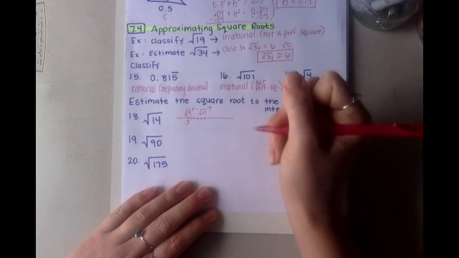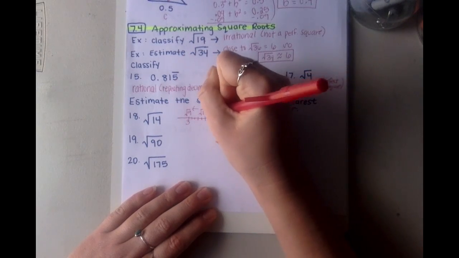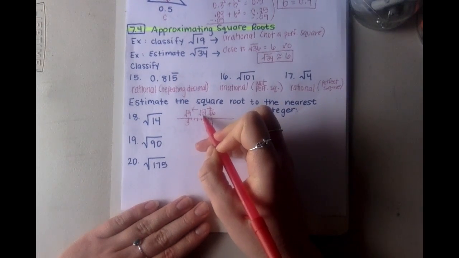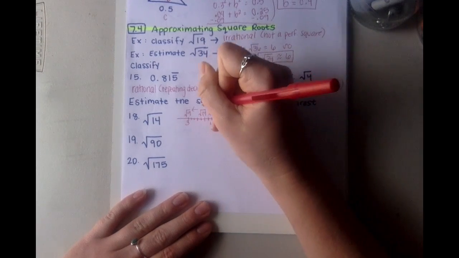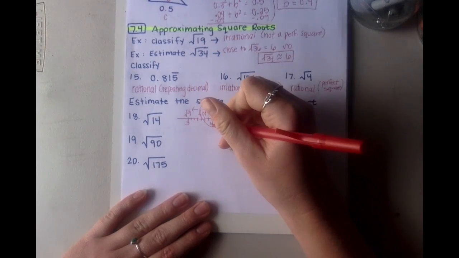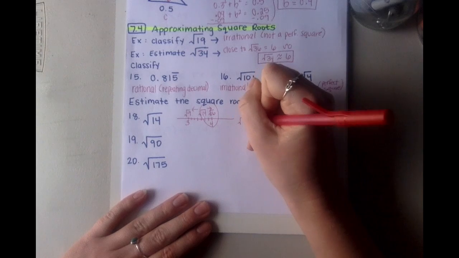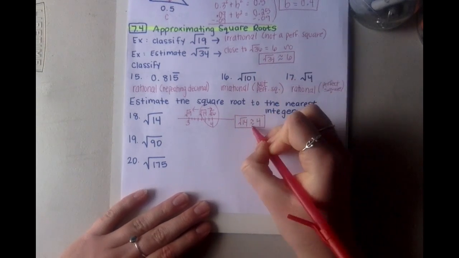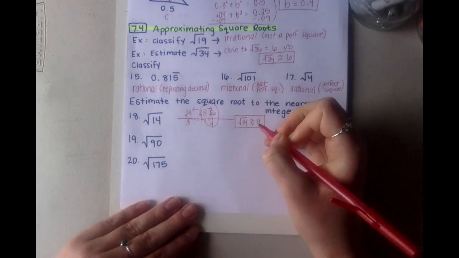Well, if I go to this side, 14, 15, 16. 16 is a perfect square of 4. So I think the square root of 14 is closer to which one? That's going to be way closer to 16. So that equals about 4. So I could say the square root of 14 is about 4. Again, it doesn't equal 4. I do squiggly lines because it's about 4.